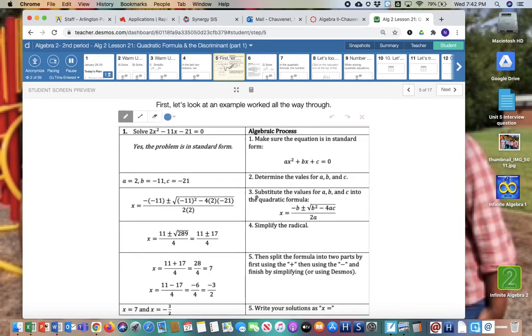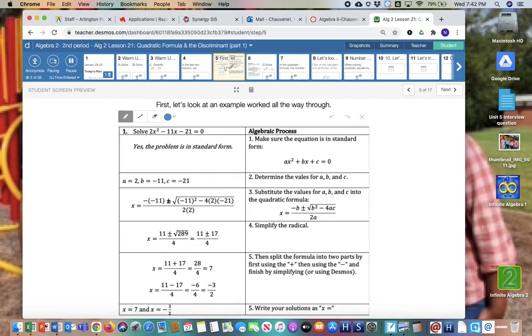Alright, so let's look at an example. So here we see 2x squared minus 11x minus 21 equals 0. So it's already in standard form. So now we need to label what a, b, and c are. So remember, a is the coefficient in front of x squared, so it would be 2. B is the coefficient in front of x, which would be negative 11. C is just our integer here, which would be negative 21.